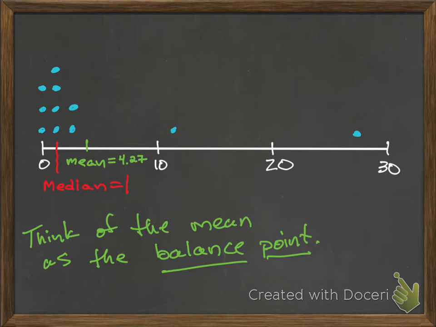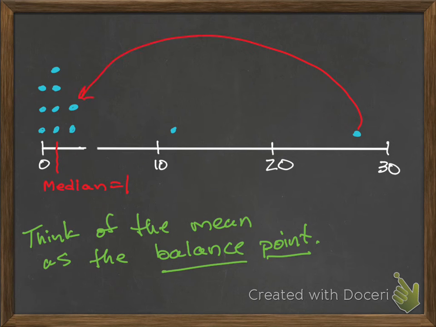If you ever took physics, they're kind of heavier because they're further out, like when you were on a seesaw and you sat all the way on the end to make yourself heavier. So the mean is literally the balancing point.